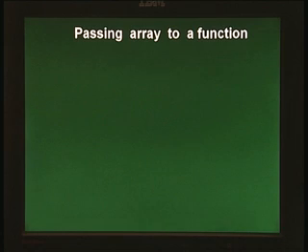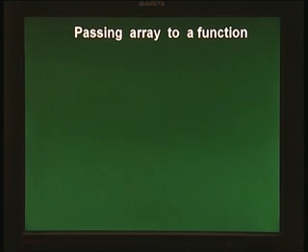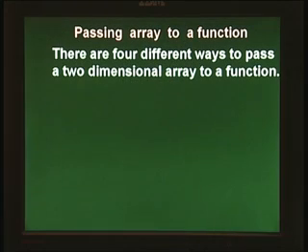Now what we were looking at is how to pass a two-dimensional array to a function. So that's what we saw, how to read off two-dimensional arrays and how we can point pointers to that and pointer arrays to that, etc. Now we will look at how to pass a two-dimensional array to a function. We said that there are 4 different ways of doing that.